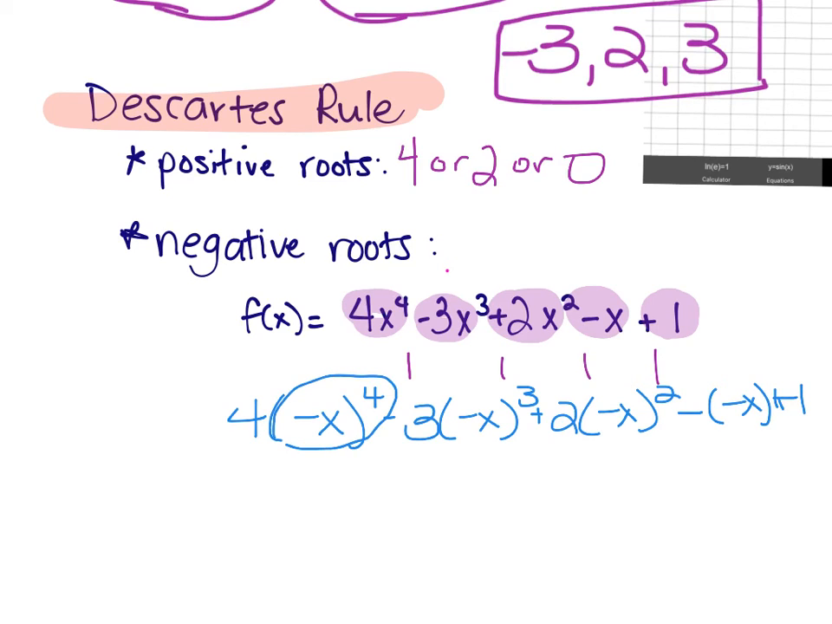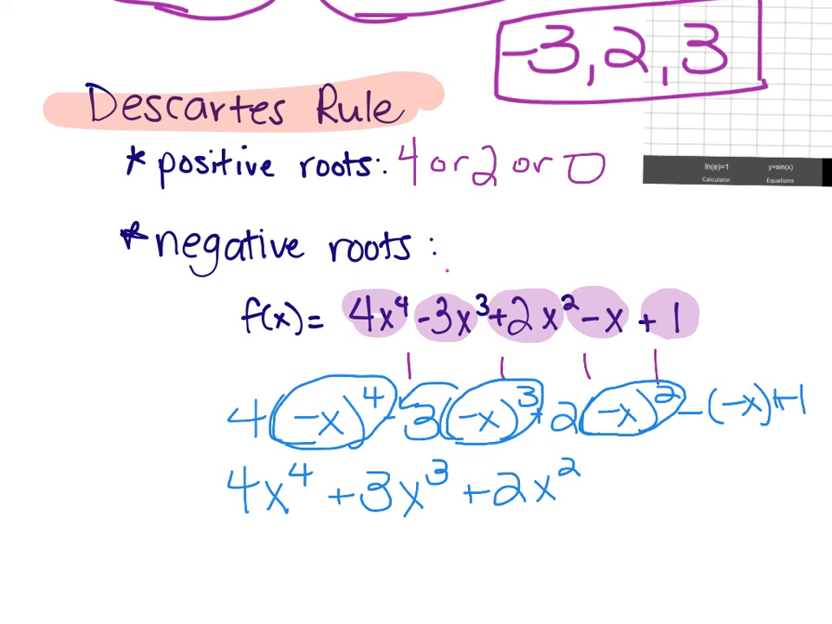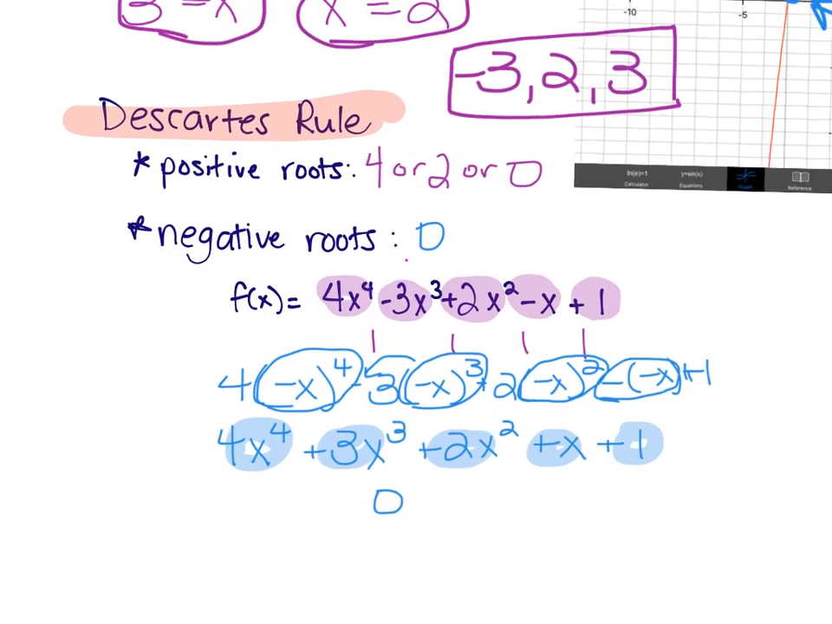So negative x to the fourth becomes a positive x to the fourth. Negative x to the third is negative x to the third times a negative, which means positive 3x to the third. Negative x squared is a positive x squared. Minus a negative becomes a plus x, and then plus 1. Count your sign changes this time, and it's positive, positive, positive, positive, positive, which means there are 0 sign changes, or 0 negative roots.